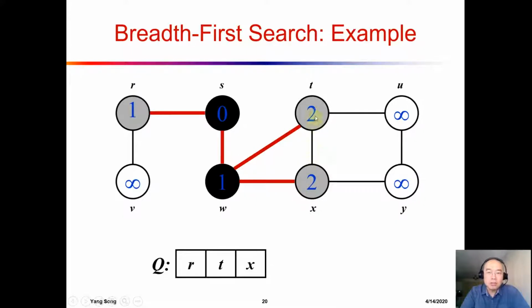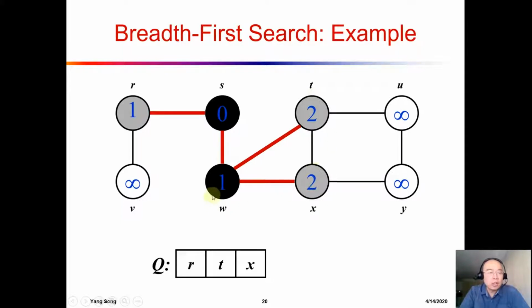So for both T and X, we have colored this line to be red and this line to be red. The reason is, T's parent will be W and X's parent will be W again in the tree structure. And now W is fully explored. We have enqueued T and X.